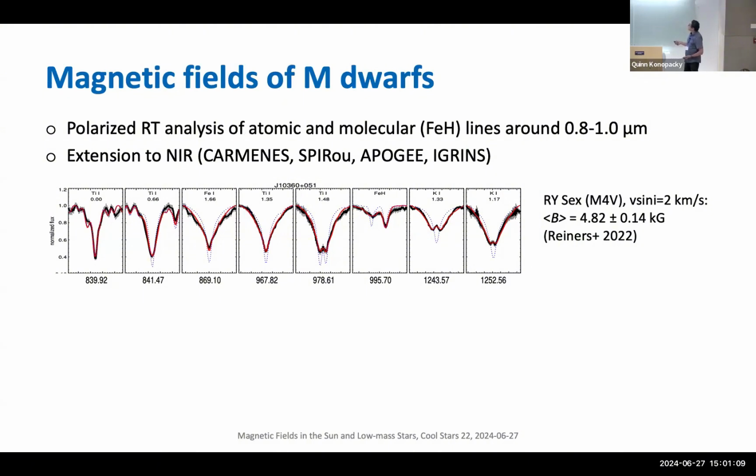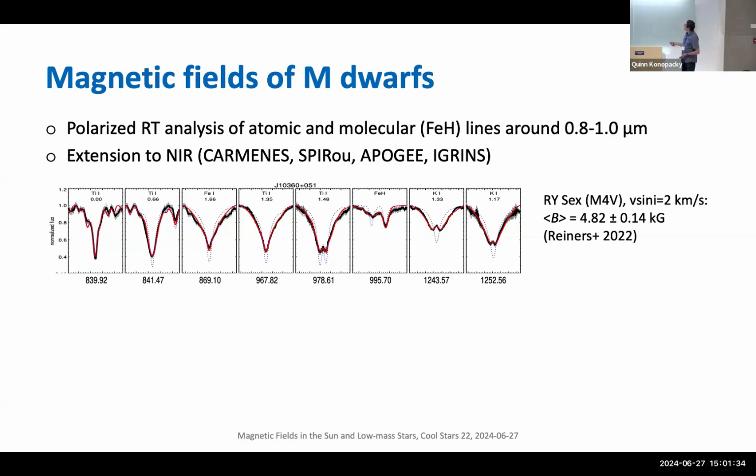So there has been a series of applications of measurements of mean magnetic field to M dwarfs, enabled by the new generation of near infrared spectrographs like CARMENES, SPIRou, and so on. The largest database of measurements was provided by Ansgar Reiners. So this is some random example from their work.